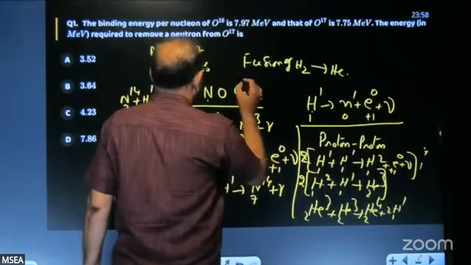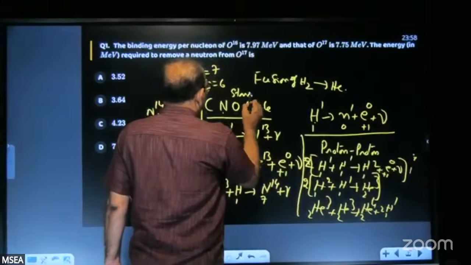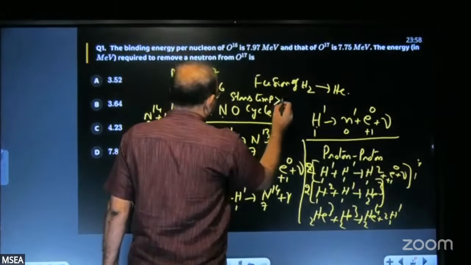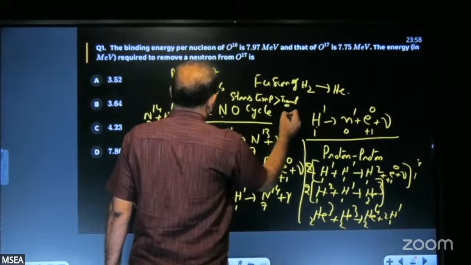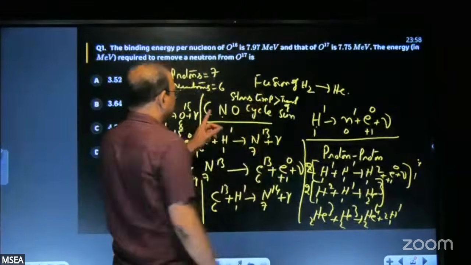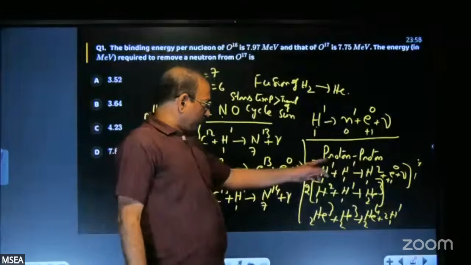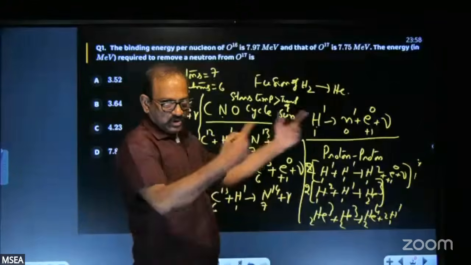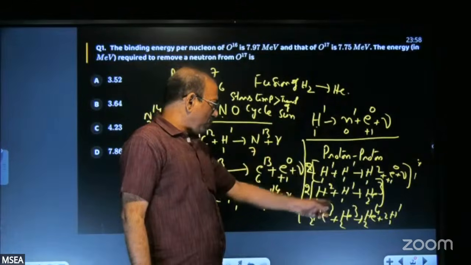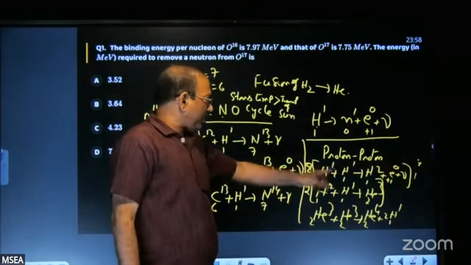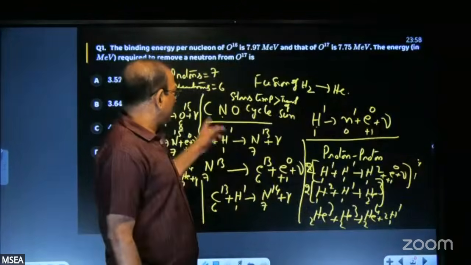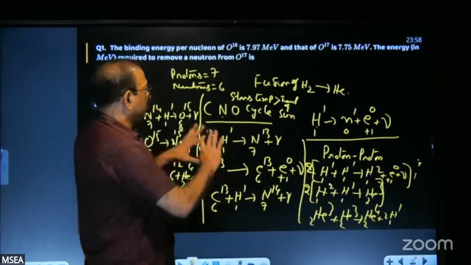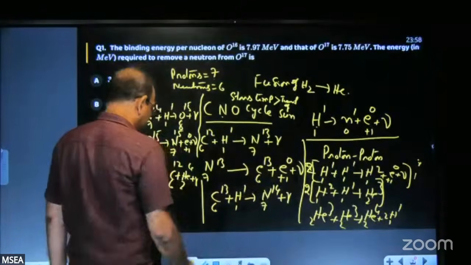Carbon-nitrogen cycle takes place in stars whose temperature is greater than the temperature of the sun. High temperature stars, carbon-nitrogen cycle. In stars whose temperature is less than or equal to the sun's temperature, proton-proton cycle takes place. Proton-proton cycle doesn't need any catalyst. But the carbon, nitrogen, oxygen cycle needs a catalyst. This is the difference between these two cycles.